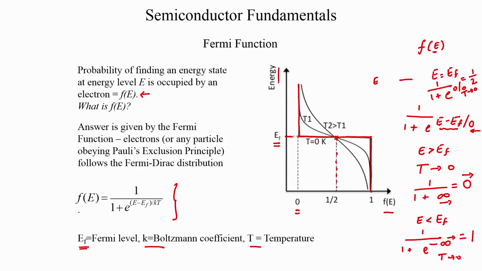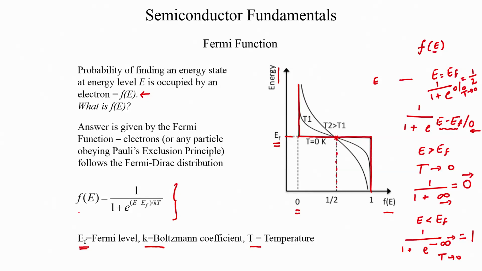So, what does this say? Since f of E is the probability as to whether an energy state is occupied by an electron or not, f of E equal to 1 implies that the electron definitely occupies that state, and f of E equal to 0 implies that the electron definitely does not occupy that state.